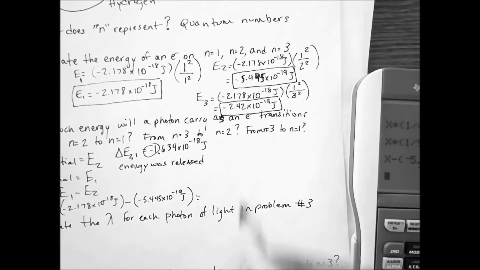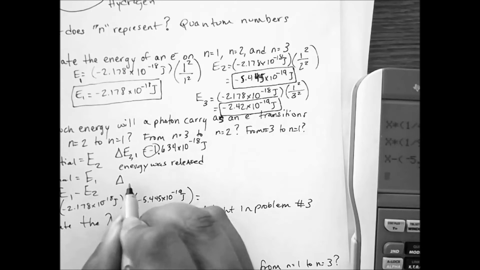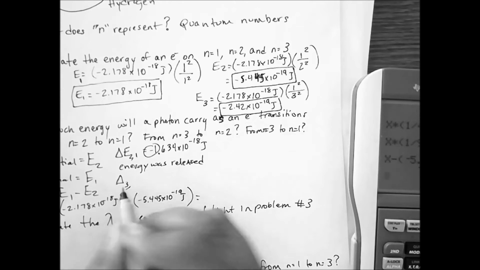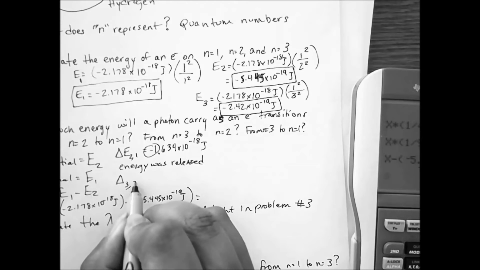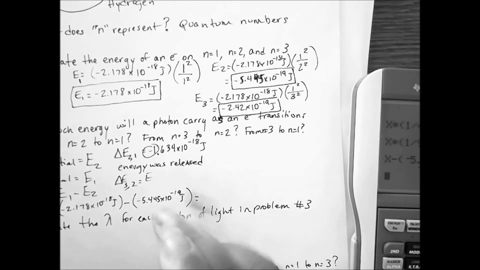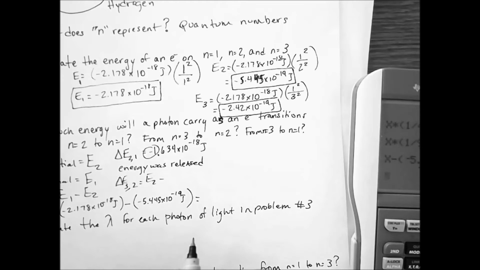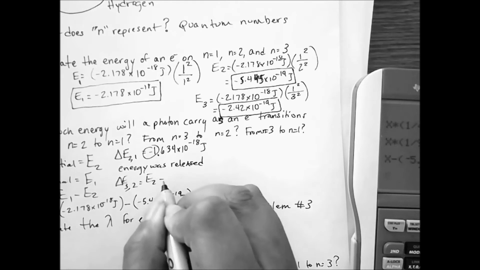Final minus initial. So if we're talking about going from the third ring to the second ring for delta E, what's the final position if we're going from the third ring to the second ring? Where's the final position? 2. So we must do E2 minus, and what was the initial? 3. So E3.